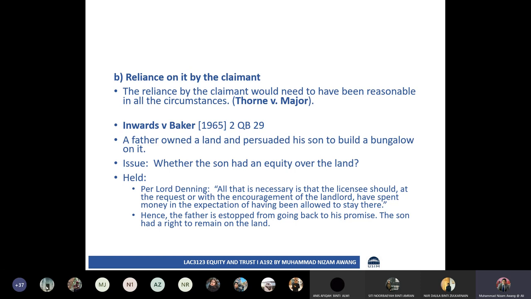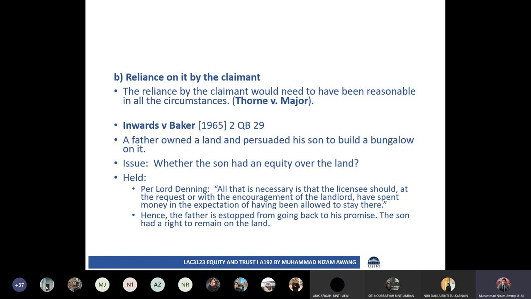Second element, there must be an element of reliance by the claimant. Reliance here is important to be proven, to show that the promisee's act has been done based on the promise made by the promisor. In the case of Inwards and Baker, a father owned a land and persuaded his son to build a bungalow on it. So the issue here was whether the son had an equity over the land.